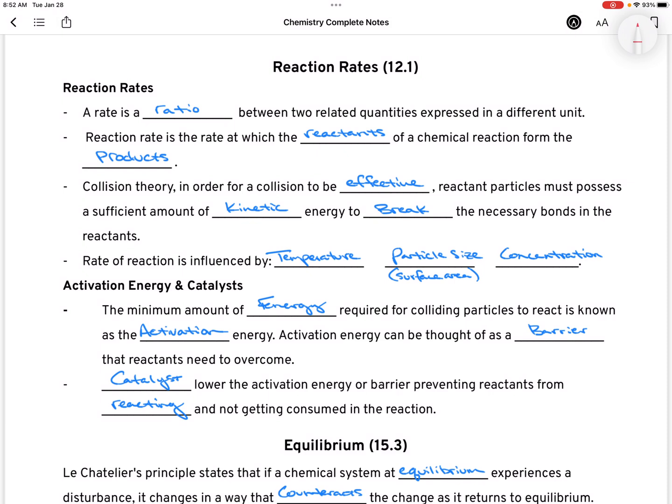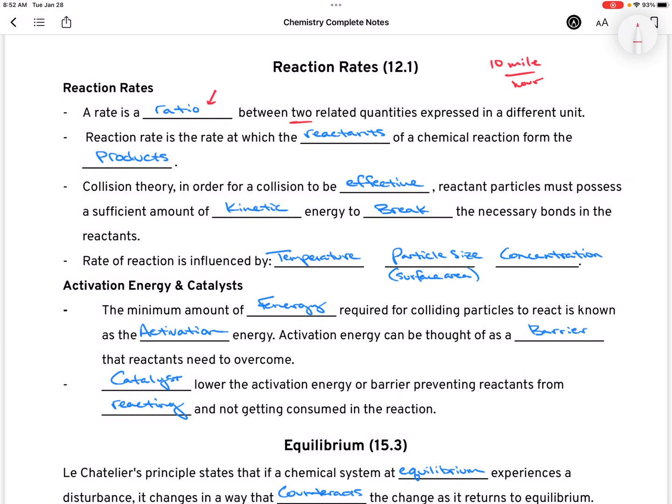All right, so basically a reaction rate is a ratio between two related quantities expressed in different units. It's like saying you're driving down the road at 10 miles per hour. What we're saying is distance versus time. That's what a ratio is, or in other words, a rate. Your rate of speed is 10 miles per hour. You're comparing distance to time. You're relating two different things together.